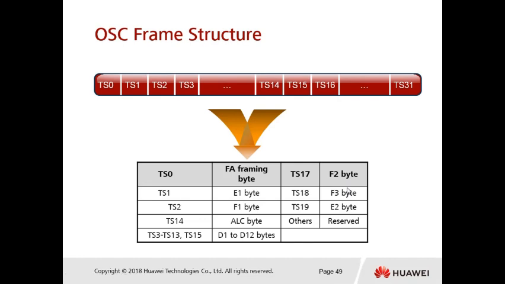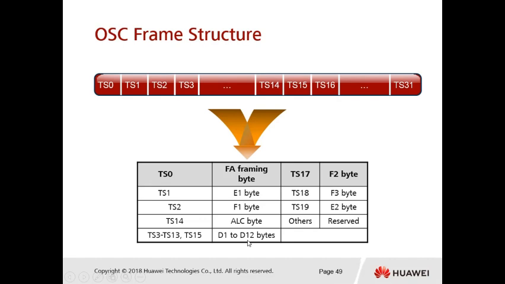Okay, and TS2, TS18, and TS17 are F1, F2, F3. They are transparent transmission of data in the same direction. Those overheads aren't used now, so maybe they will be used for some other functions in the future. Okay, TS14, which is ALC, short for automatic level control, is the automatic power commissioning function. So it should carry some protocols to each station. After you deploy this function, you need the OSC to carry this kind of overhead.